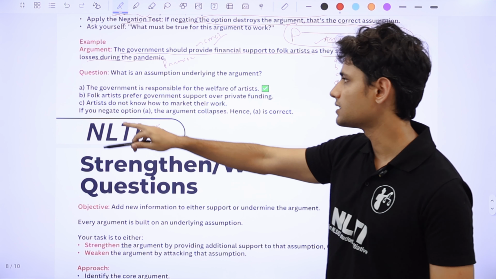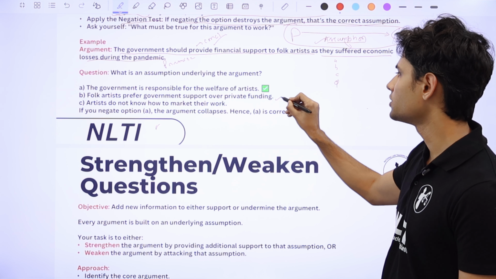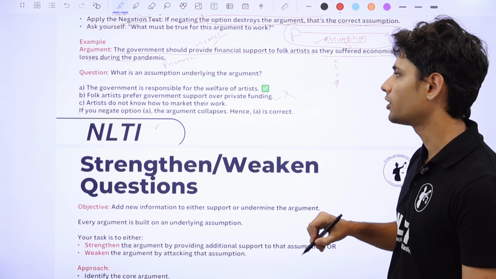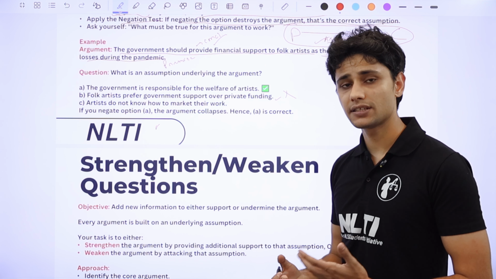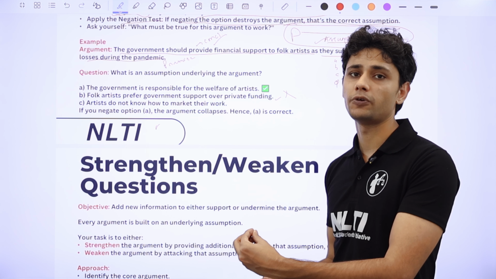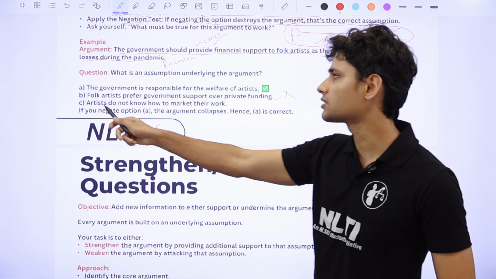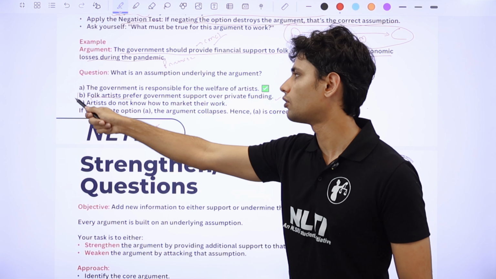If you look at options B and C, which say folk artists prefer government support over private funding, then this option is not really an assumption, because whatever folk artists prefer is not so important. The question asks us to justify why the government believes that they should provide financial support. The option does not ask us what folk artists prefer. So that's why this option becomes the wrong one.